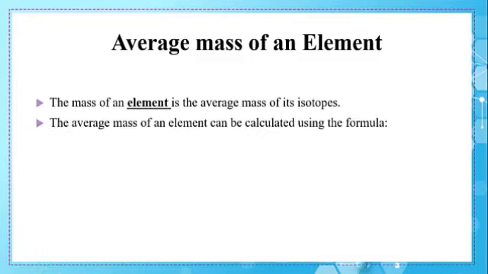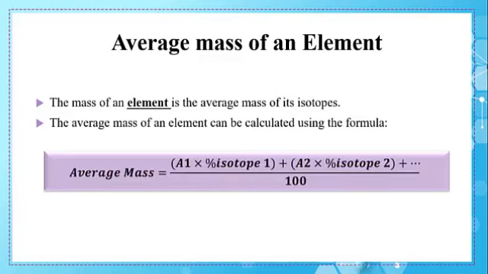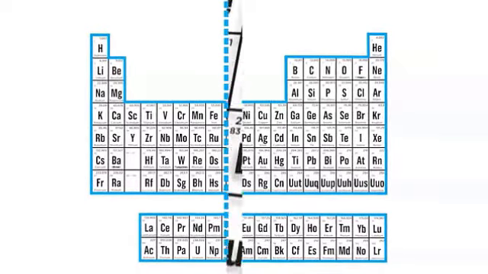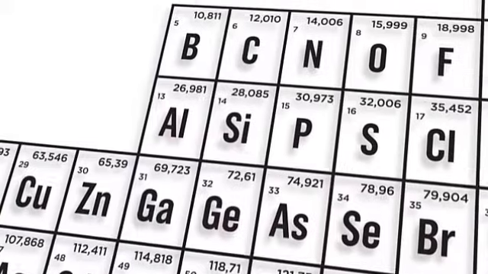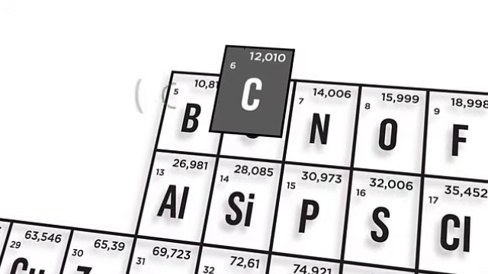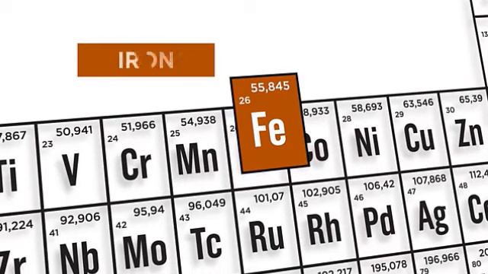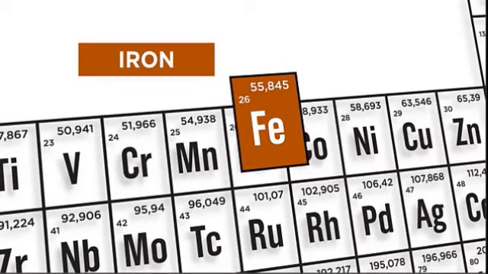To calculate the average mass of an element, we use the relation: mass number of the first isotope multiplied by its percentage abundance plus the mass number of the second isotope multiplied by its percentage abundance, etc., over 100. Remember that the average atomic mass is expressed in AMU. The atomic mass on the periodic table is stated as a decimal number because it's an average of the various isotopes of an element. The atomic mass of the iron element is 55.845 AMU, since iron occurs naturally as a mixture of 3 isotopes.